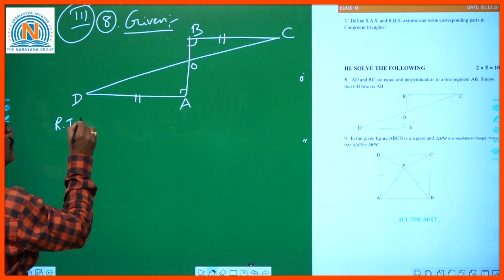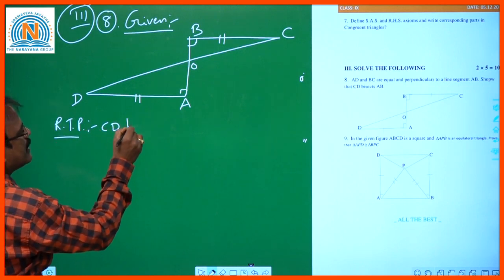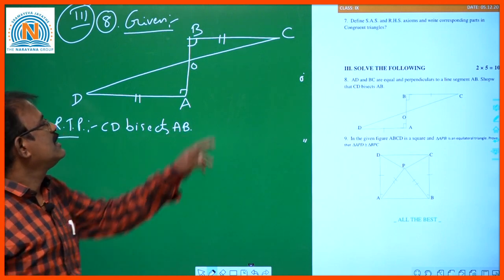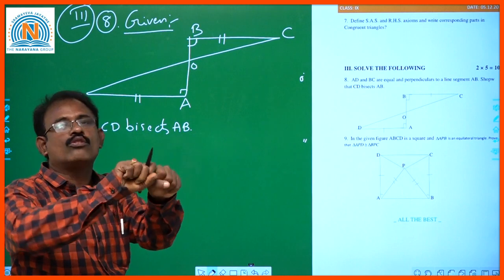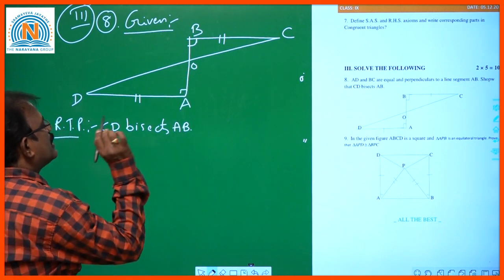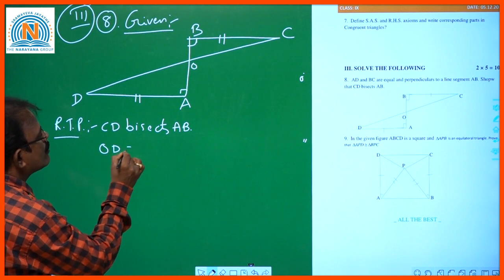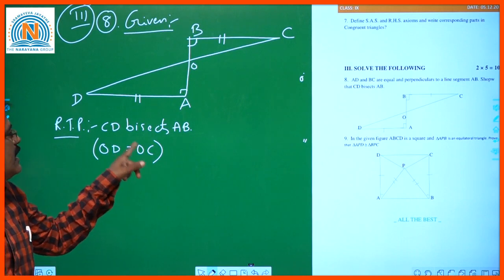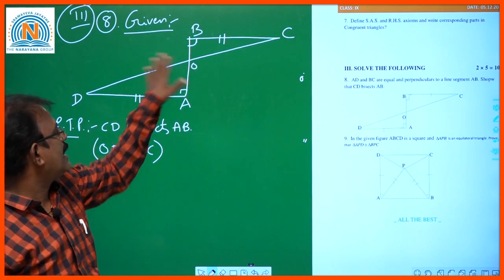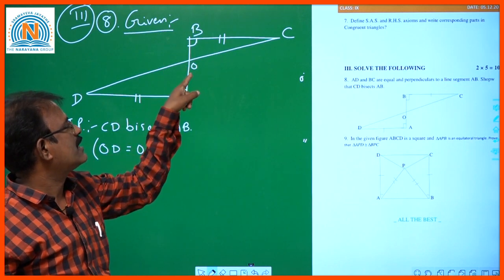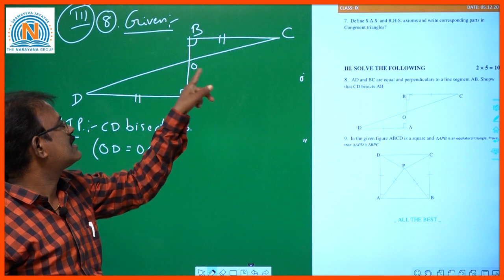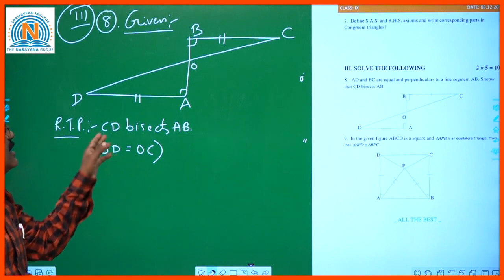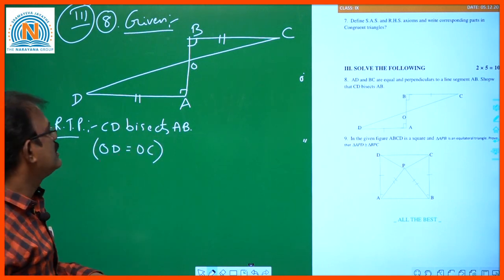What we need to prove, children? CD bisects AB. CD bisects AB means what? The line segment CD is divided into two equal parts at O. That means you need to show OD is equal to OC. If we are able to show OD is equal to OC, then the entire line segment is divided into two equal parts because of O. Then CD bisects at O. O is a point on AB, therefore AB bisects CD, or CD bisects AB. Like that we are able to discuss, children.